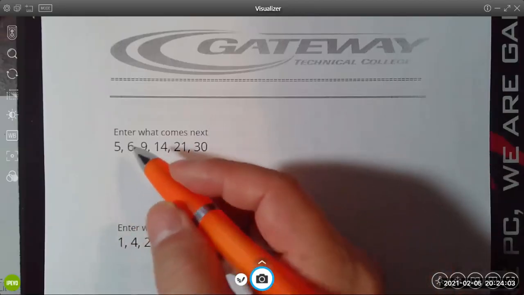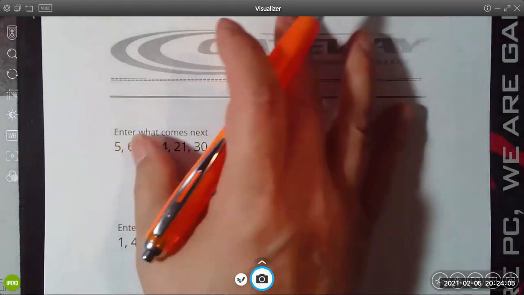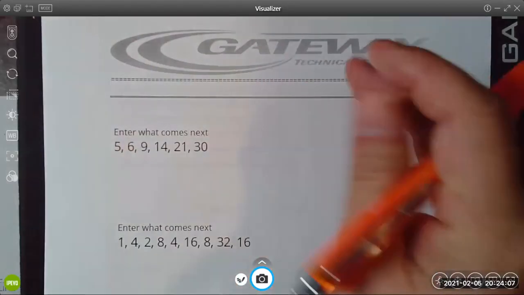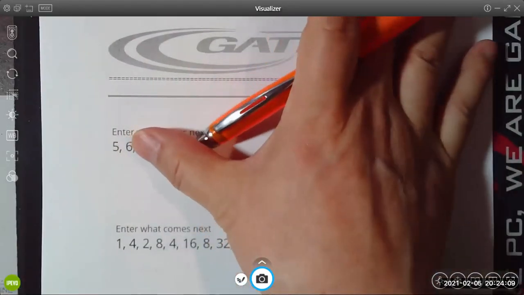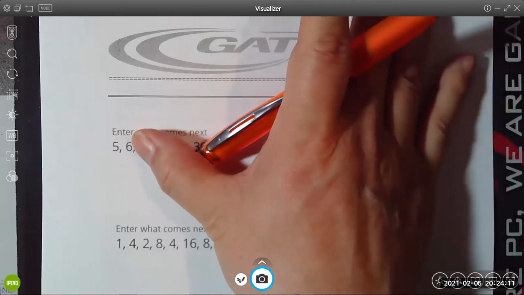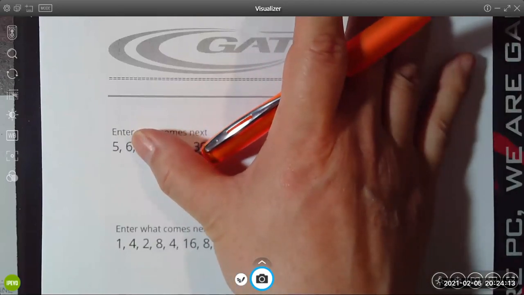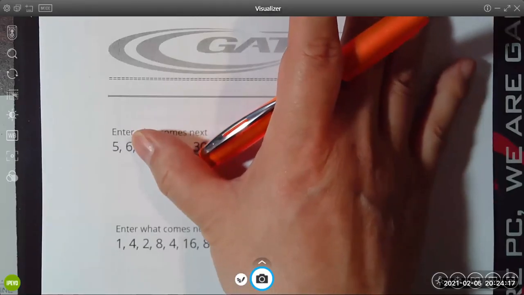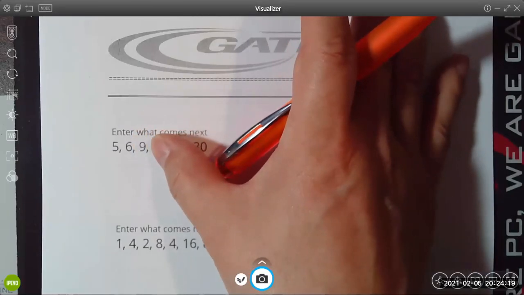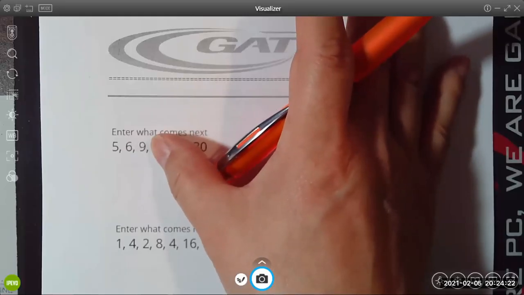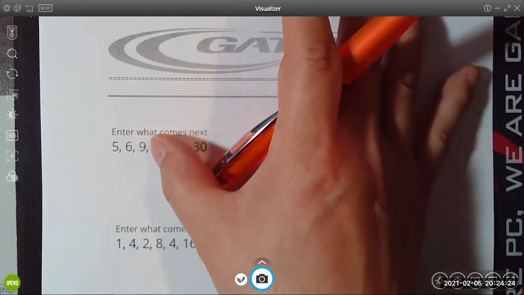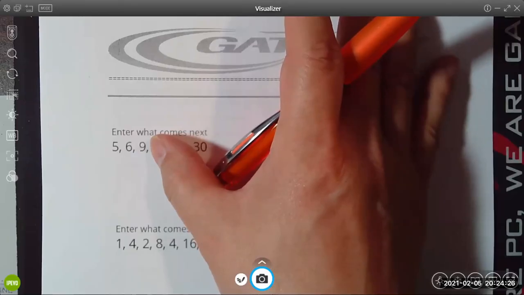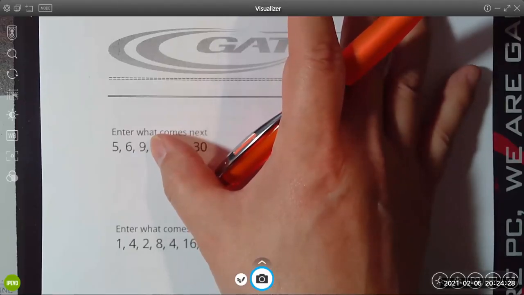So let's try that. From 5 to 6, look at this one by one. Don't look at the whole thing. From 5 to 6, it increases by 1. So if the next one also increases by 1, if that's the pattern, the next one would be 7, right? 6 increased by 1. No, it's not 7. Apparently, it's not increasing by 1. So from 6 to 9, it increases by 3. Now, don't look at the next number yet. Just look at these two.